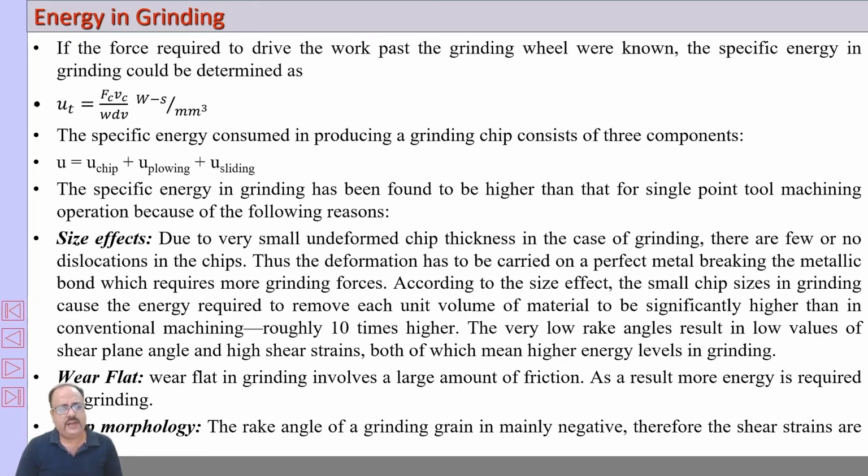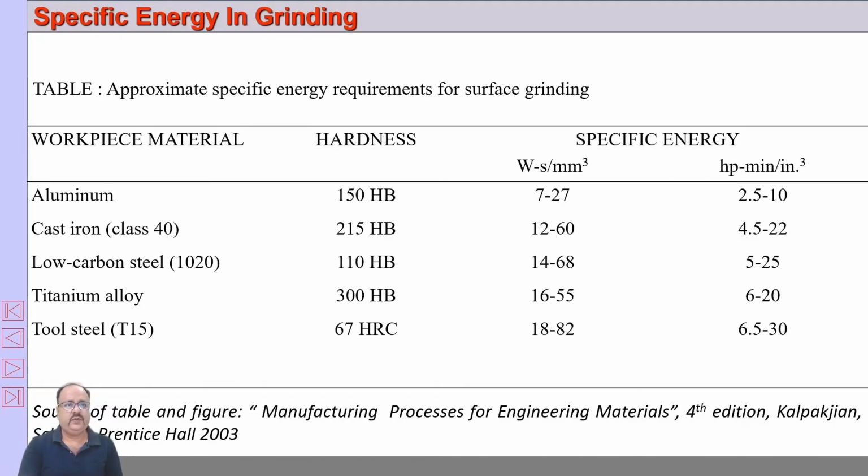And then wear flat is there: the grinding has to overcome the frictional force associated with it, therefore the grinding energy required is also high. Another reason is that it is machining with a negative rake angle, and with a negative rake angle the shear strains are also large. So therefore the specific energy that is required in grinding is also high. So these are the values of the specific energy required in grinding. This I have taken from this particular book, the 6th edition, or you can say 4th edition, same thing.